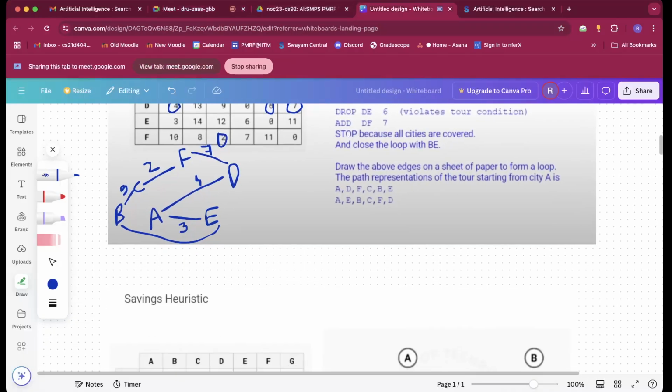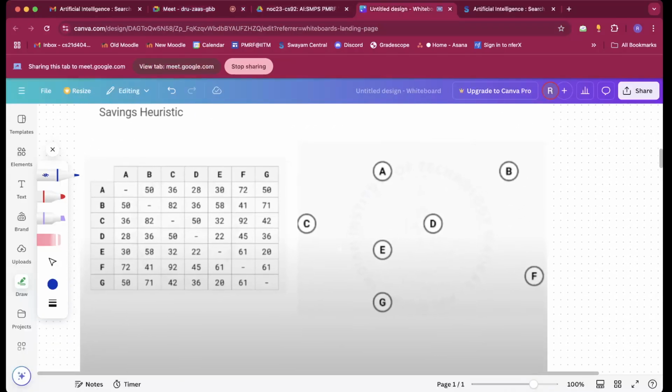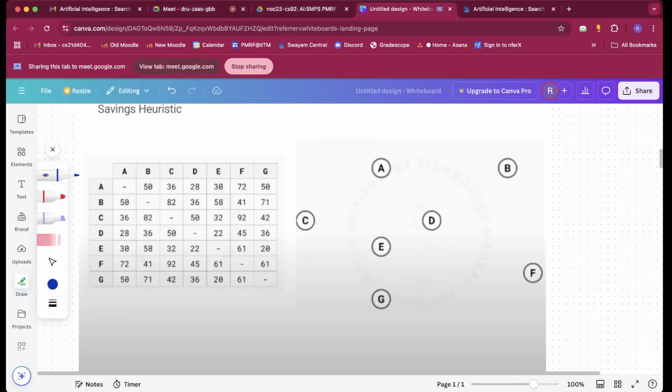And finally savings heuristic. So this is a different distance matrix. Here I'll just give an intuition, I won't give the whole solution. Essentially what we do is that we look at each row, and for each row we add double edges going from one node to the other. So here from C to A, the cost is 36, and then from A to C the cost is 36 again.